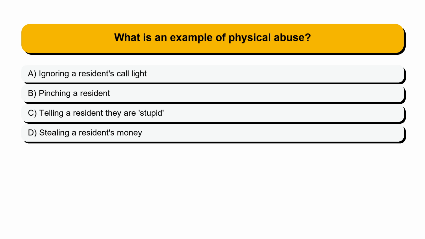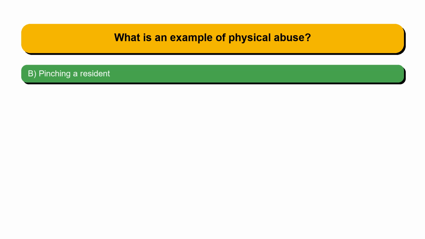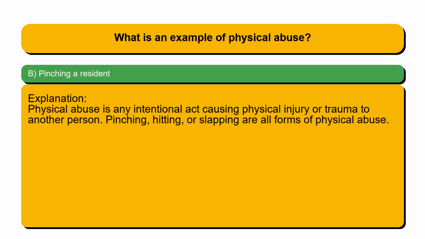Question 49. What is an example of physical abuse? Option A. Ignoring a resident's call light. Option B. Pinching a resident. Option C. Telling a resident they are stupid. Option D. Stealing a resident's money. The correct answer is option B. Pinching a resident. Physical abuse is any intentional act causing physical injury or trauma to another person. Pinching, hitting, or slapping are all forms of physical abuse.